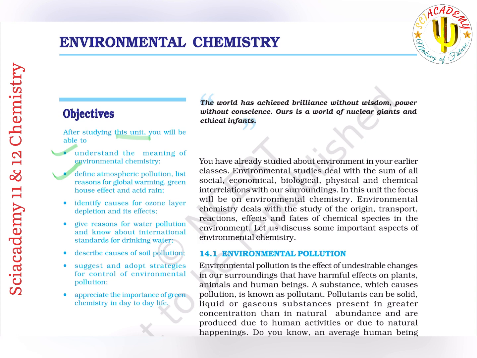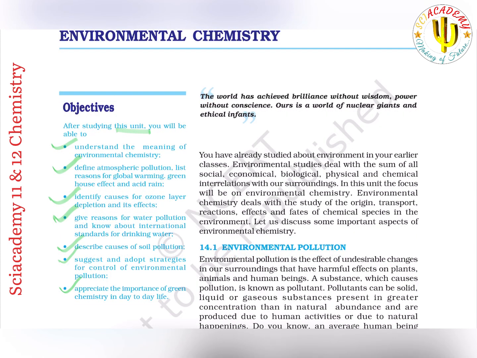define atmospheric pollution, list reasons for global warming, greenhouse effect, and acid rain, identify causes for ozone layer depletion and its effects, give reasons for water pollution, and know about international standards for drinking water, describe causes of soil pollution, suggest and adopt strategies for control of environmental pollution, appreciate the importance of green chemistry in day to day life.